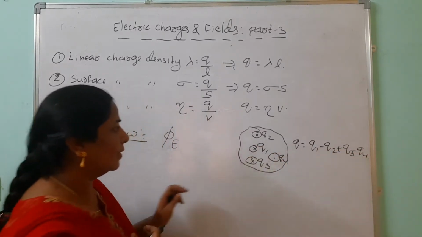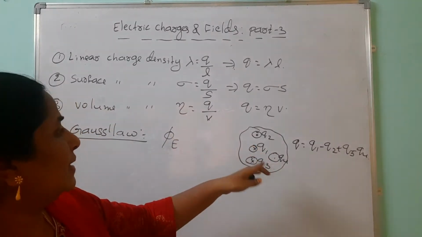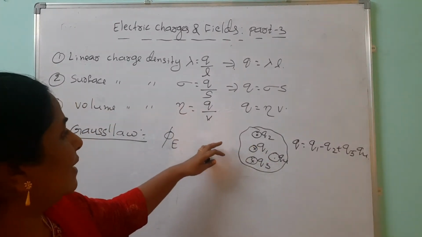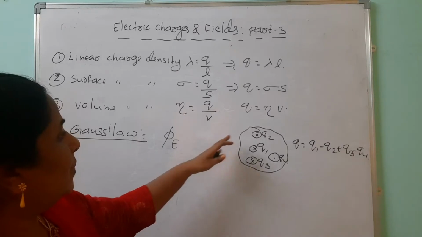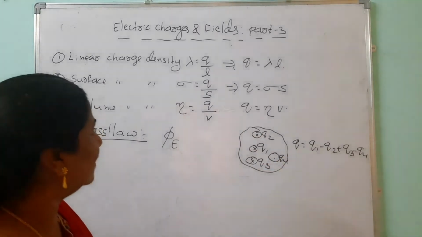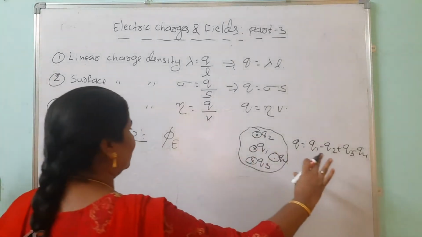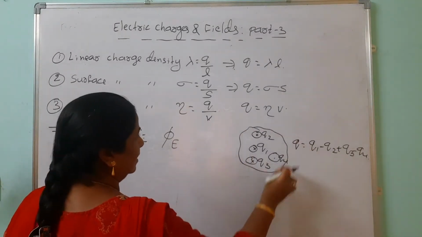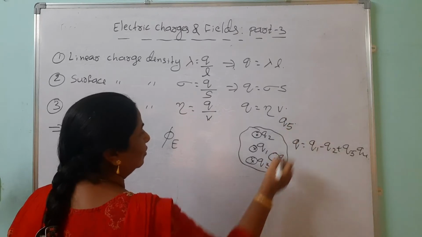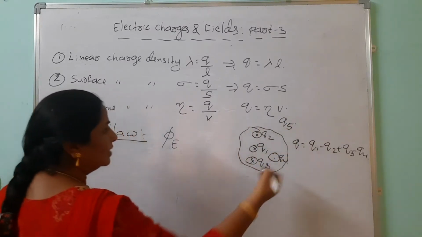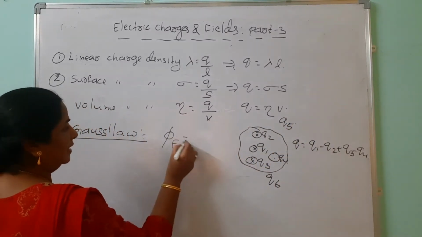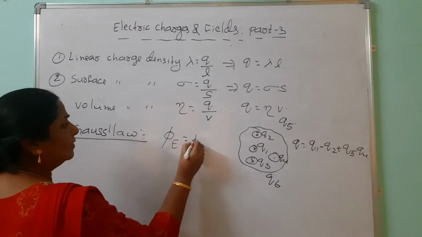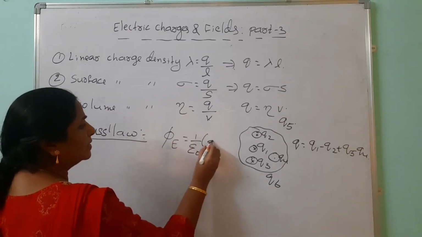Why? The cross mark represents the charge passing into the plane of the paper, and that is passing out of the plane of the paper. So we are taking opposite signs, and that is the total charge of that closed system. Suppose here we are taking Q5, and here Q6 outside the surface. No need of considering them. This Gauss's law equals 1 by epsilon naught times the charge.